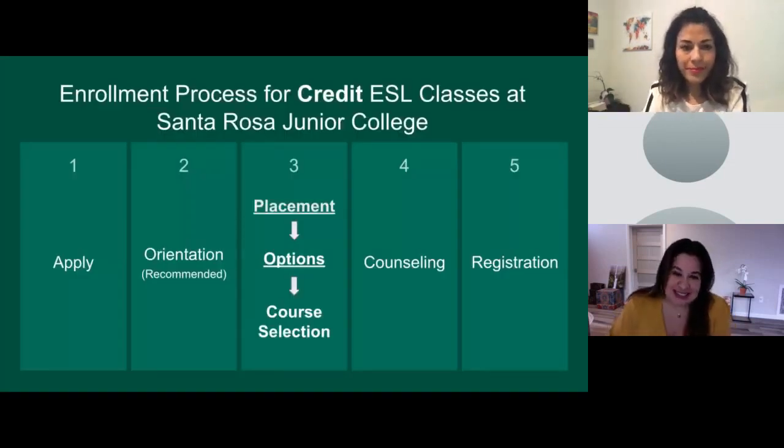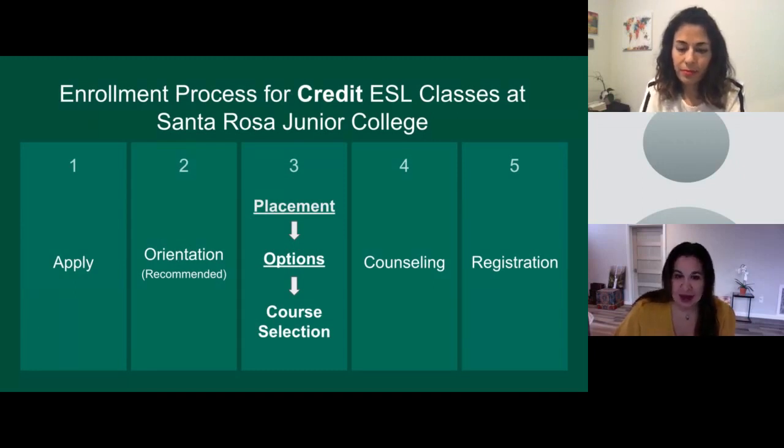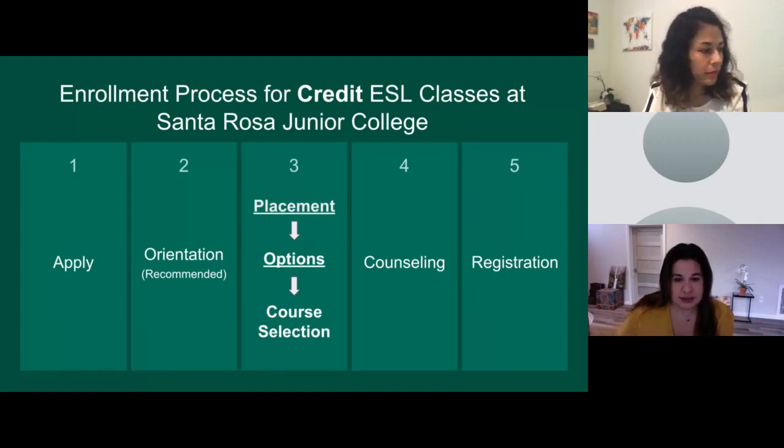So the enrollment process, just in terms of matriculation, the students will first need to apply in order to get a student ID. There's a recommended orientation, but many students skip that step, and then they go straight to taking the placement or finding out about the placement process, looking at and deciding on their options. And then they should indicate their course selection so that our assessment office has a record of what they have selected after looking at their different options. So Dr. Bookman, if you could click on placement, please.